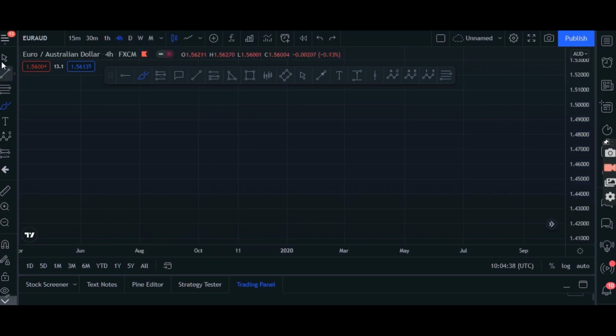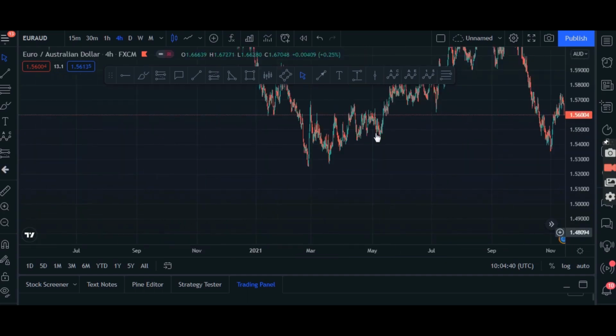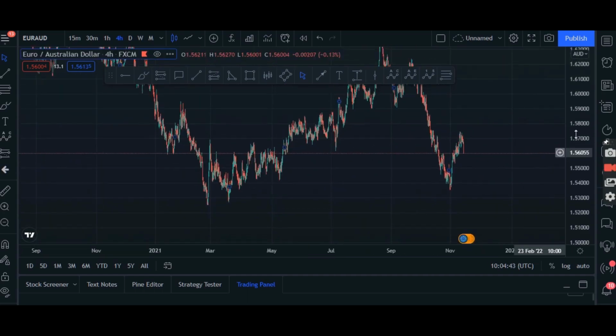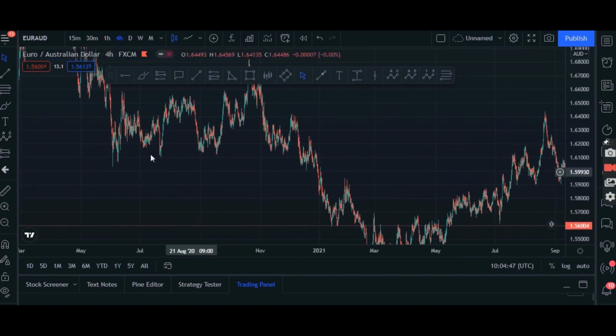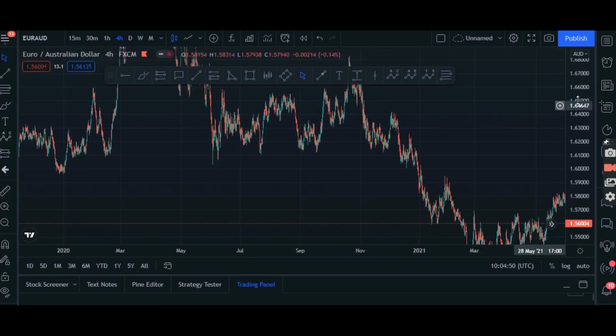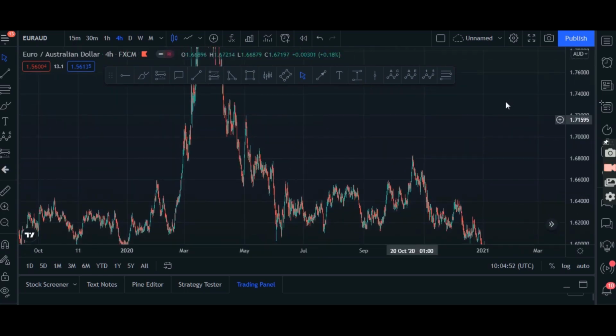So let's head to the market, guys. Let's head to the charts. So we're basically going to be just focusing on this part, guys, on just this part, right? On just this part, guys.